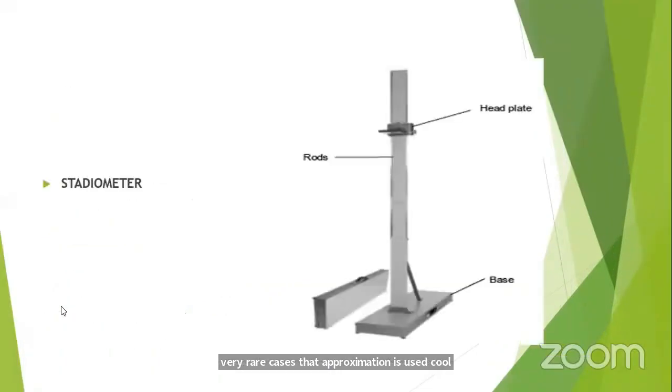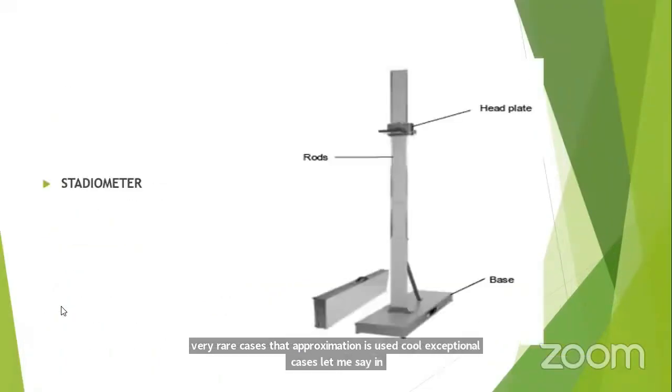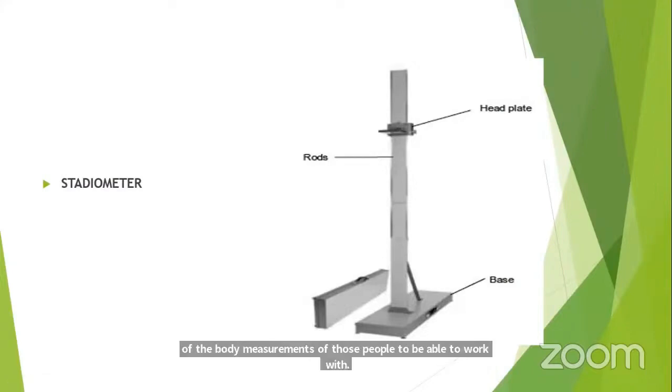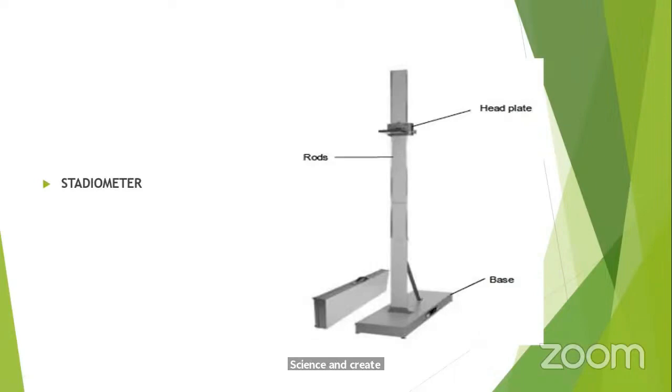In rare cases, it is also used for exceptional cases, let me say where they need to make artificial hands and legs for people. Anthropometry also helps in preparing all those things. In a nutshell, it's used where there is a huge group of people, using an average of their body measurements to work with science and create technology and things to make life easy and make things better.